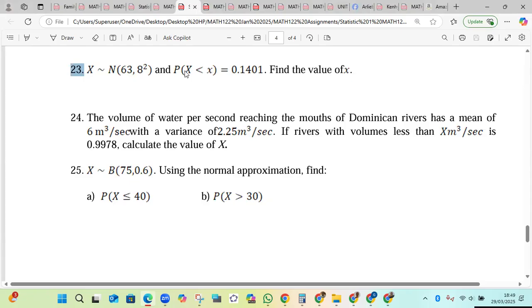Now, clearly, we don't know what X is, but we know that the probability that X is less than a certain value is 0.1401. 0.1401 is a tail, and this arrow is pointing towards the left. So this is a left tail.